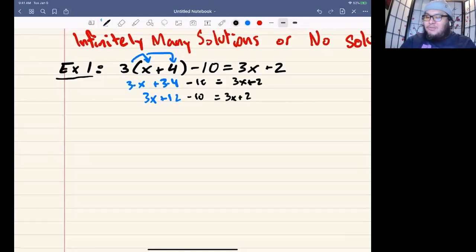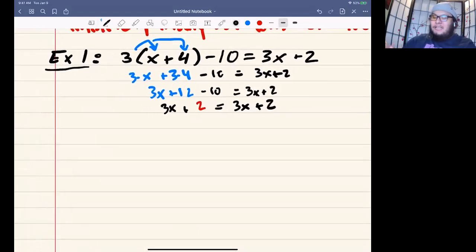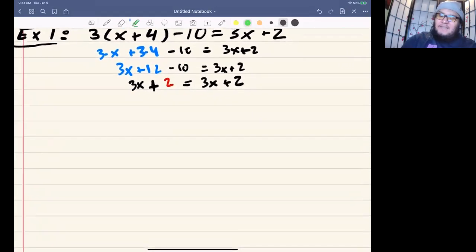Now what we got to do is combine the like terms. 12 minus 10 is going to be 2, and everything else stays the same. So we're going to have 3x plus 2 is equal to 3x plus 2. Now that we've made it here, normally when solving for x and you have an x on both sides, I would tell you guys, subtract whichever x is smaller. But in this case, you're gonna notice that our x's are actually the same value.